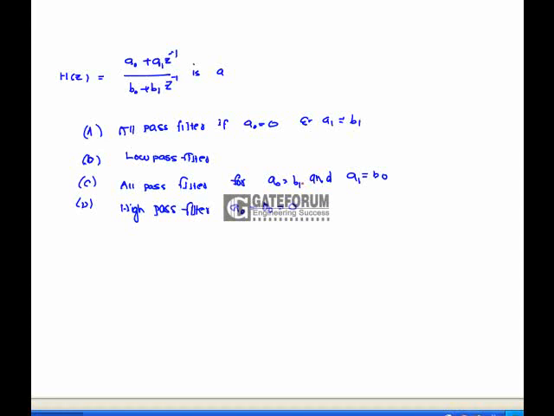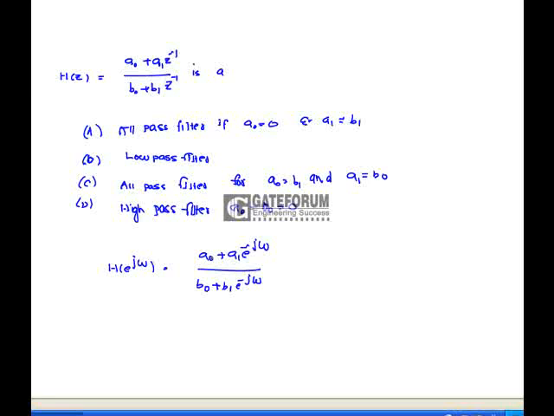of Z is given as follows. We have to decide what kind of filter it is. See, if we write H of e power j omega, (a naught plus a1 e power minus j omega) over (b naught plus b1 e power minus j omega). As omega tends to infinity, it is going to be constant. As omega tends to 0 also, it is a constant.